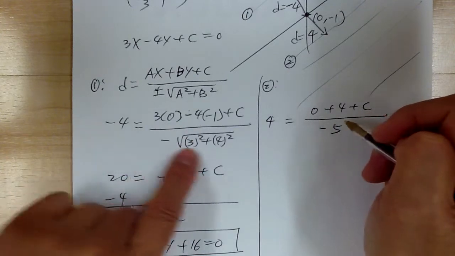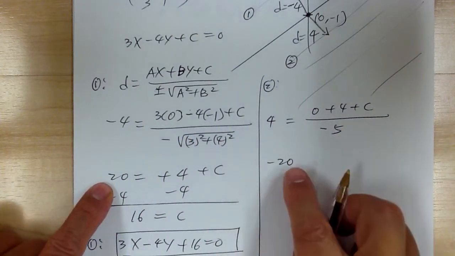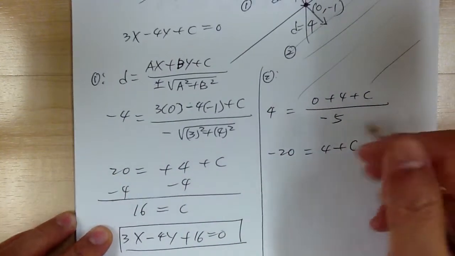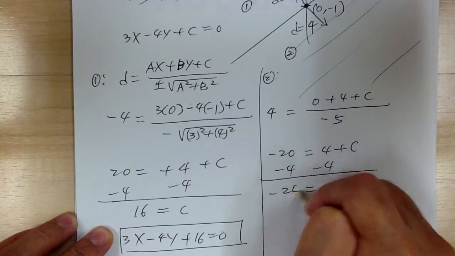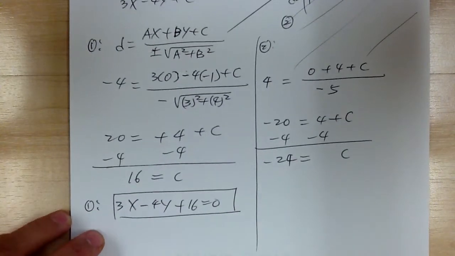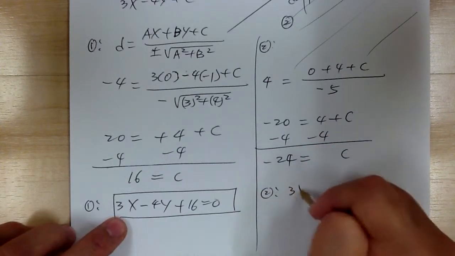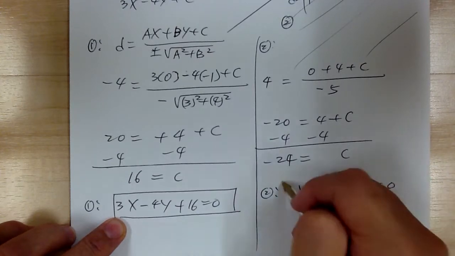negative 5, right? So again, I kind of work out from here. So you're going to get negative 20, again, one is positive, they're going to be opposite sign. Okay, equal to 4 plus c. So minus 4, so c equal to negative 24. So once you find c equal to negative 24, then your equation 2 would be 3x minus 4y minus 24 equal to 0.